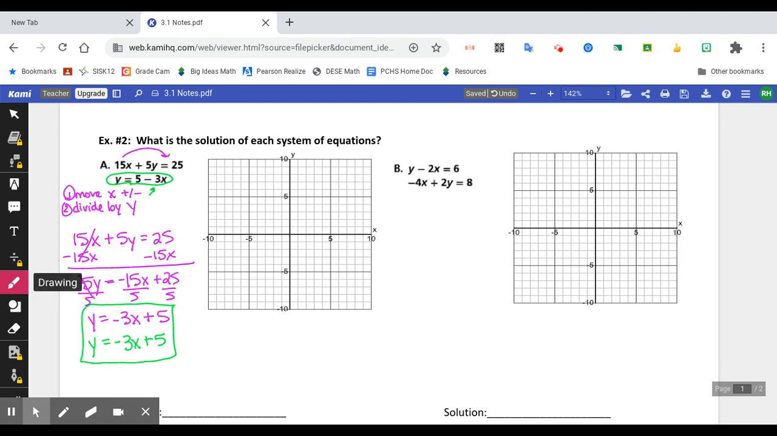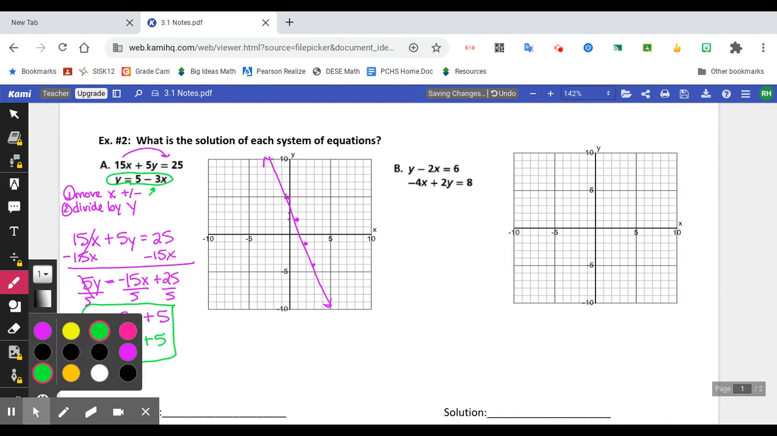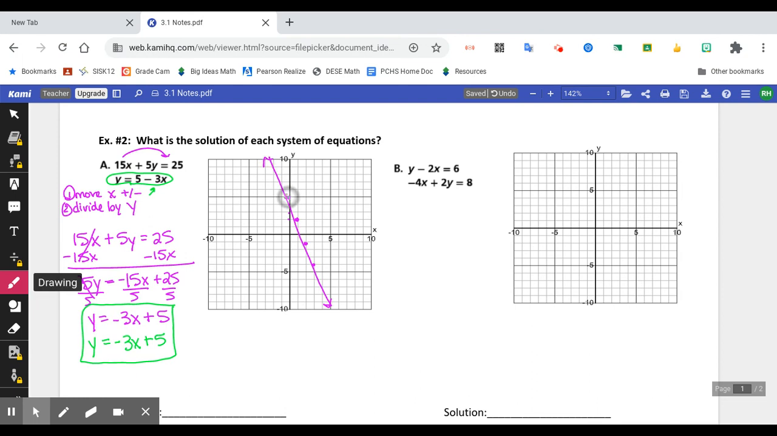So let's talk about what happens when we graph them. If I start at positive 5 and my slope is negative 3, I'm going to go 1, 2, 3, and then over 1, 1, 2, 3, 1, 2, 3, and I have my line here. All right. Now, if I go and graph my second one, it's going to be the exact same thing. So it's going to start on top of 5, down 3, right 1, down 3, right 1, down 3, right 1. And we're going to have a line that's directly on top of the line we just drew.